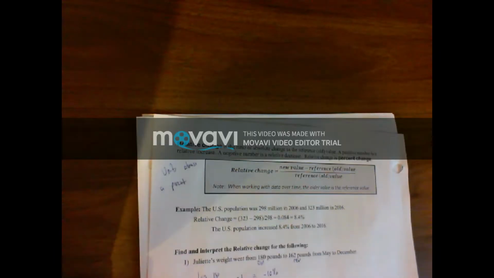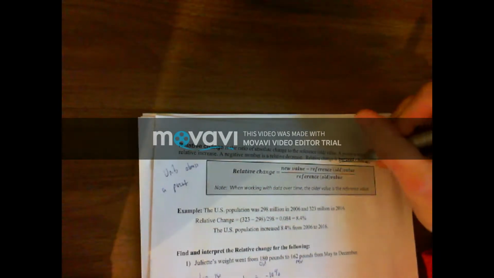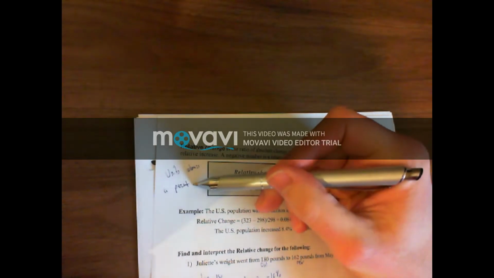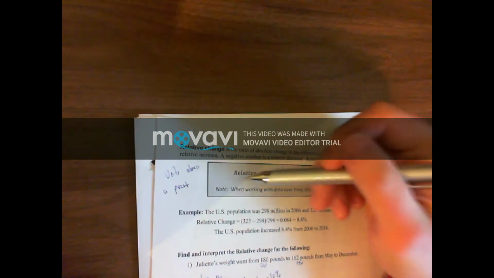So if we go over to the next page, page 72, we have relative change as a new type of change. So we have absolute, and page 72 starts off talking about relative change. Relative change is the ratio, which can mean fraction, of the absolute change to the reference value. A positive number is a relative increase, a negative number is a relative decrease. And relative change is a percent change. I'll underline that, and I'll even write it here to the left of this box. But relative change is always going to be a percent.